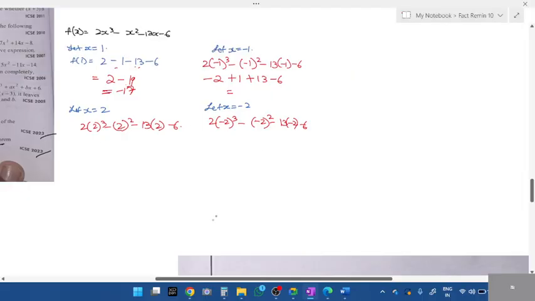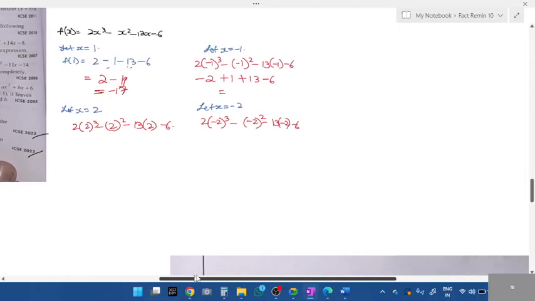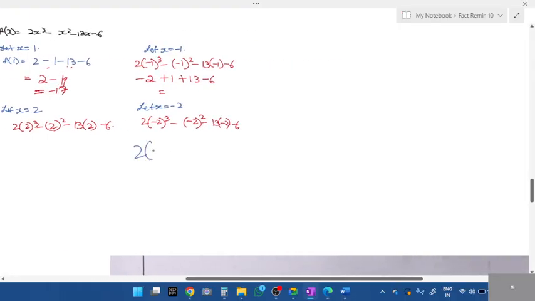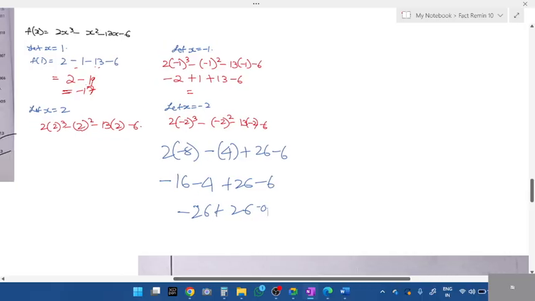Show all the calculation. Now divide completely, students. Use the long division method. Let me check. Yes, -26 plus 26. So therefore x equals -2 is a factor. I'll just skip the second one's calculation. We'll take this.